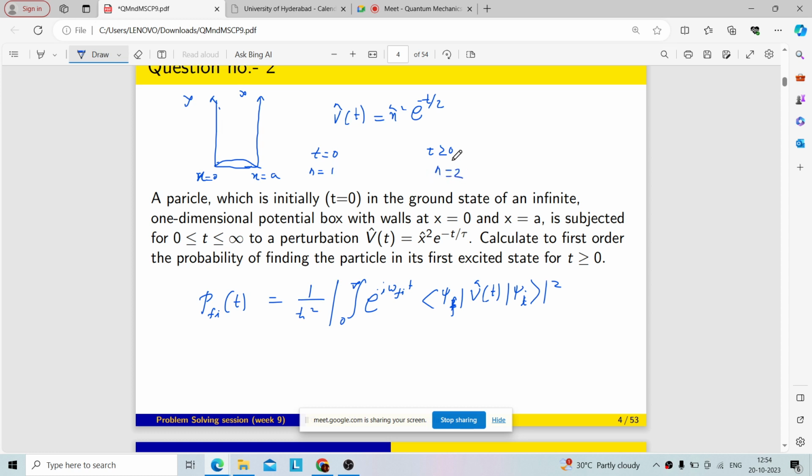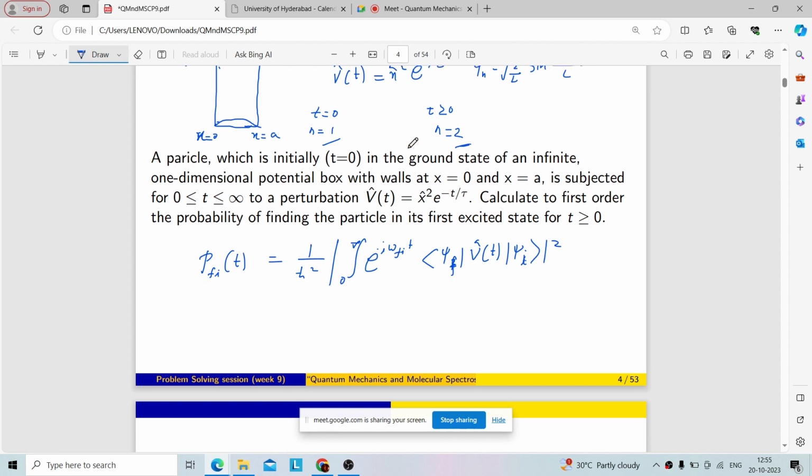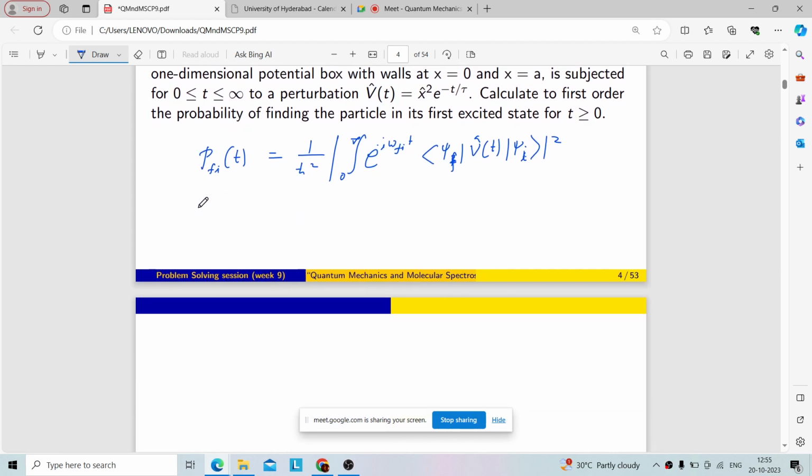Right. So we know the wave function for the 1D potential. This will be root over 2 over L sine n pi x over L. Now our initial state has n equal to 1 and the final state has n equal to 2. So let's evaluate this transition moment integral first, ψ_2 V(t) ψ_1.